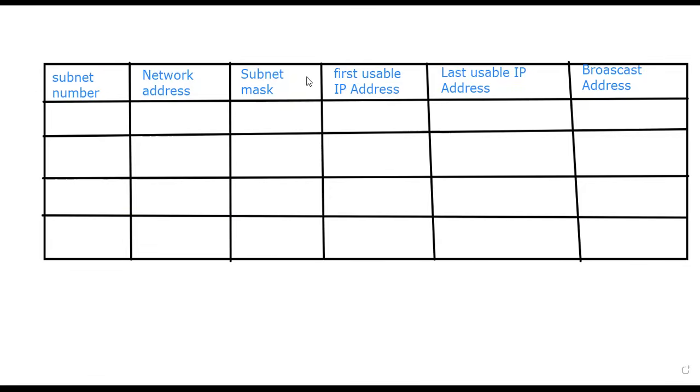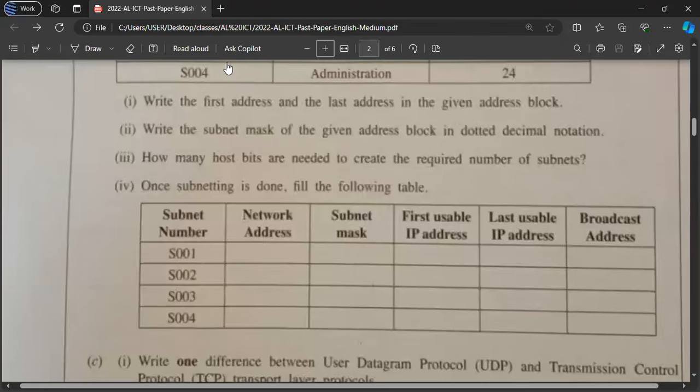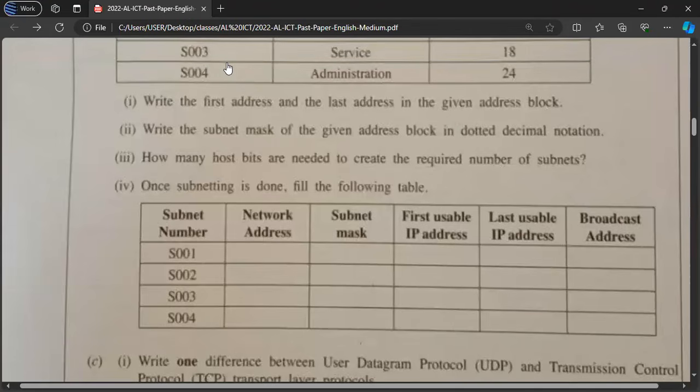So the question again is, once subnetting is done, fill the following table, right? So let us move on to that and fill. We have found the answer for the first address and the last address. Subnet mask we have found. Then how many host bits are needed to fill the required number of subnets? We are done with that. Now the fourth one, right?